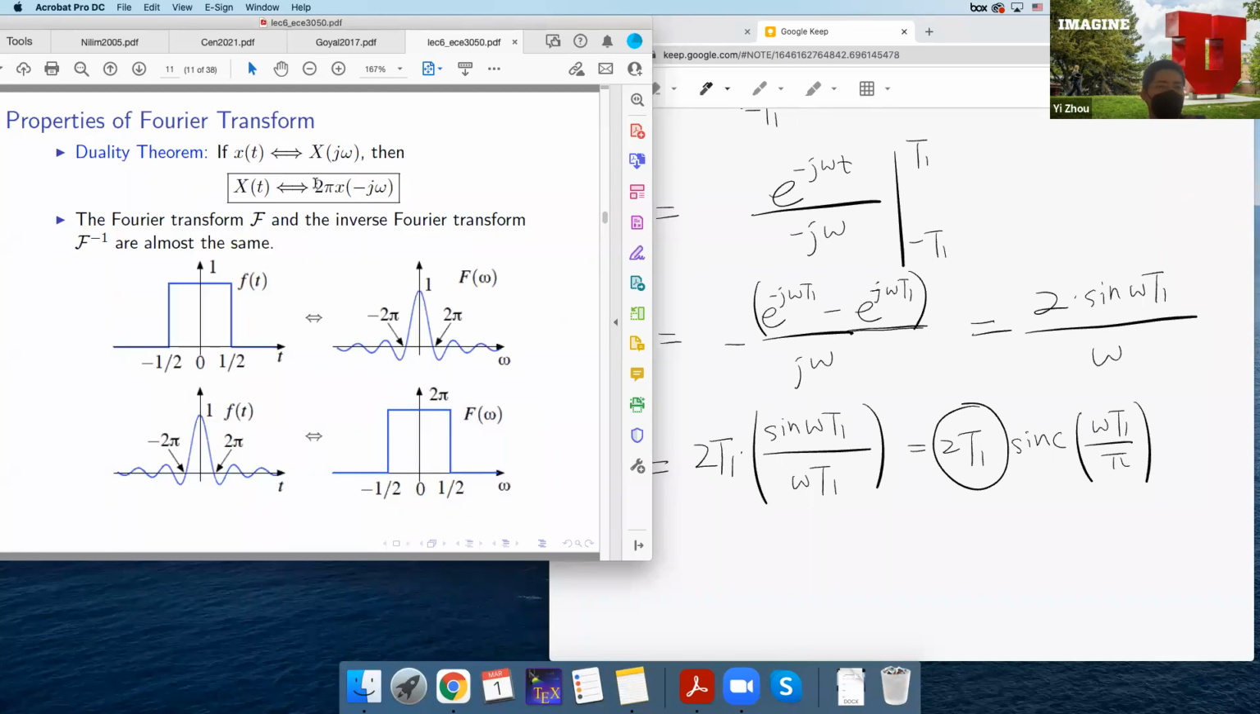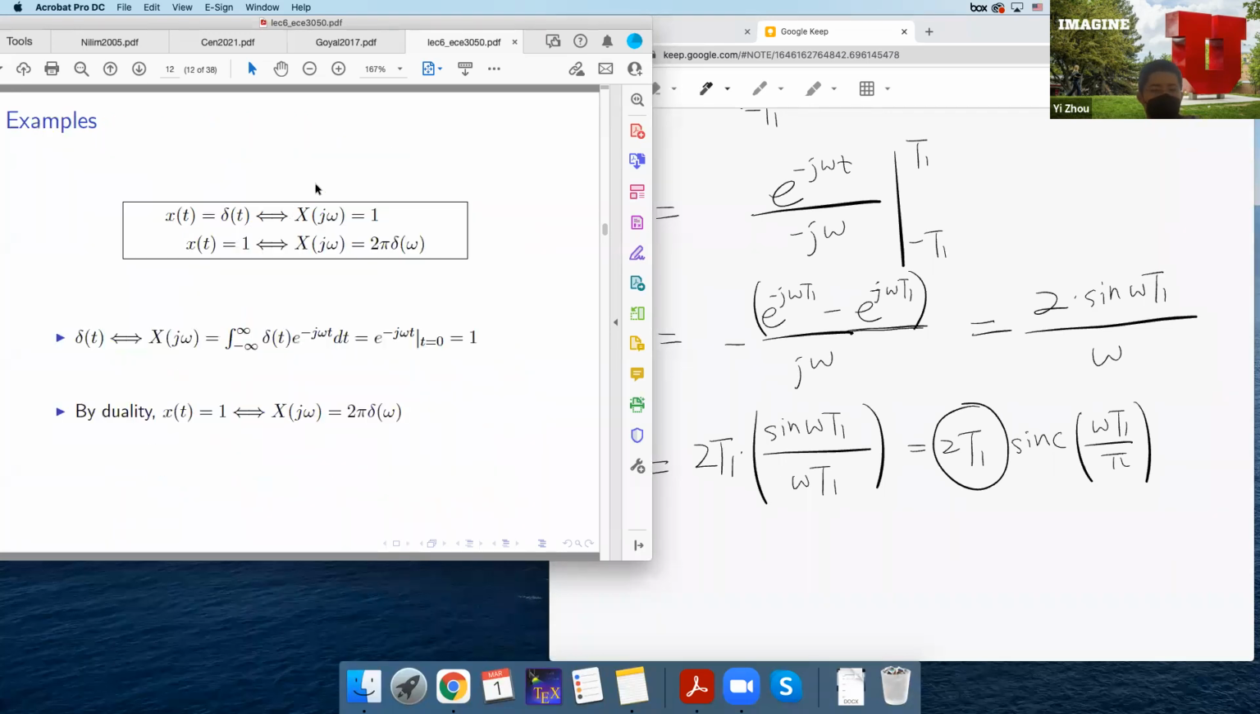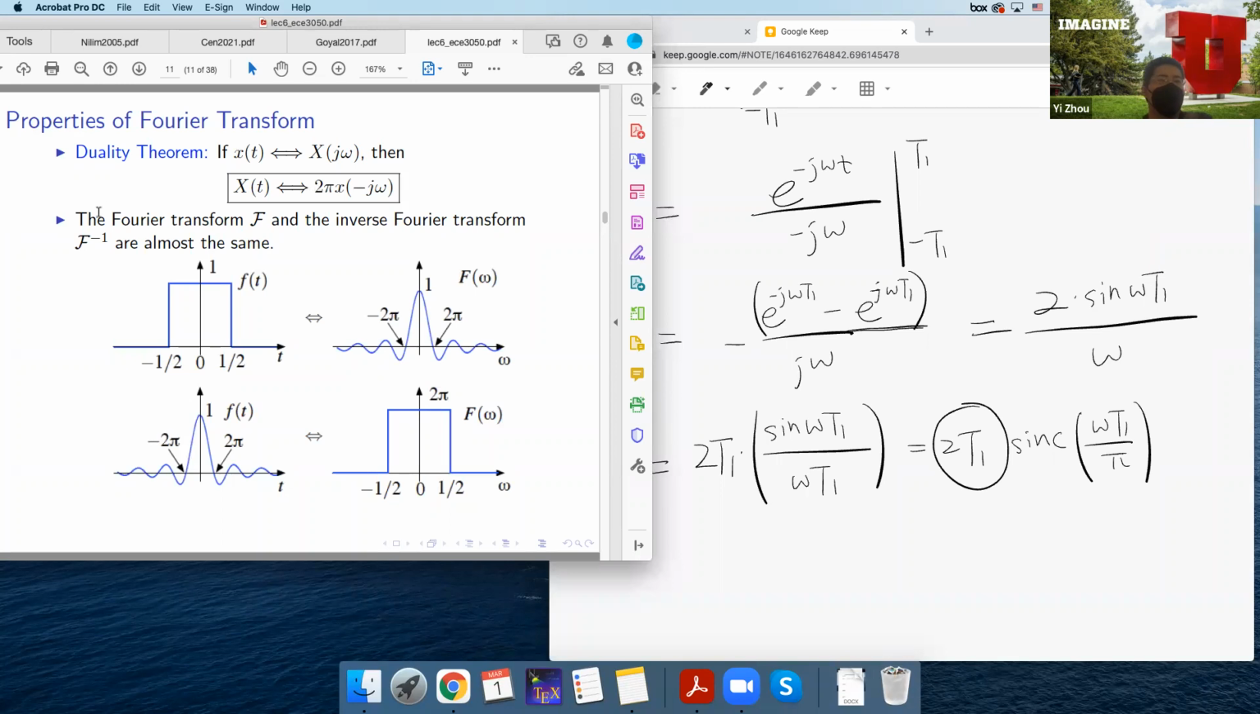So next we will talk about the properties of the Fourier transform, and this is probably the most important part for the Fourier transform, because most of the time we will utilize these properties to avoid doing those complex calculations directly. The first theorem is the duality theorem, which is a generalization of the two examples that we just visited.